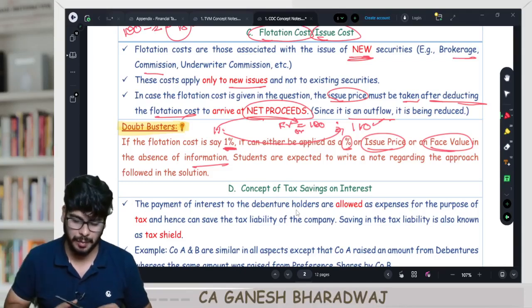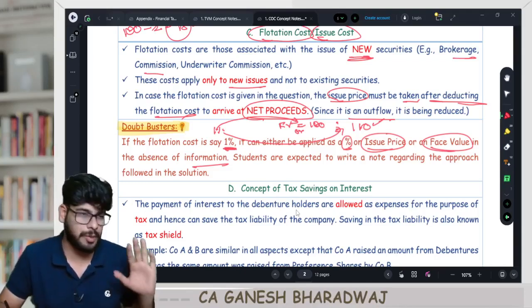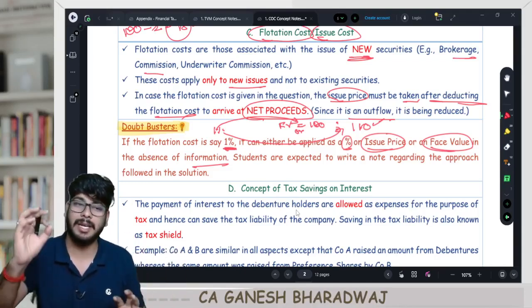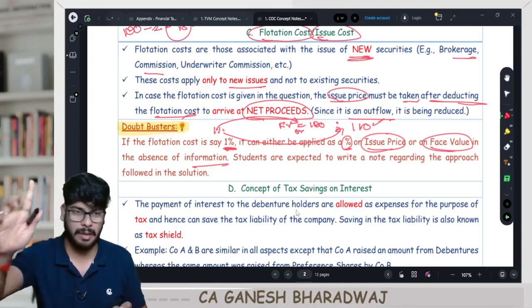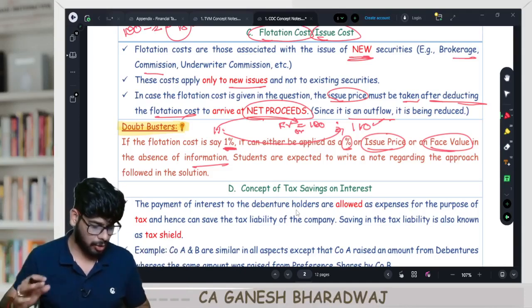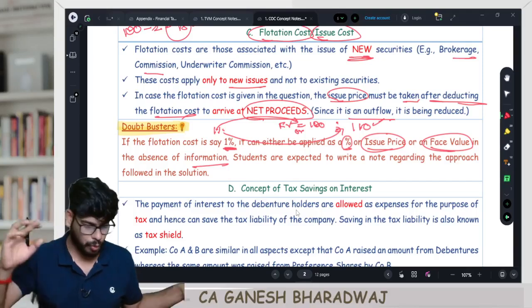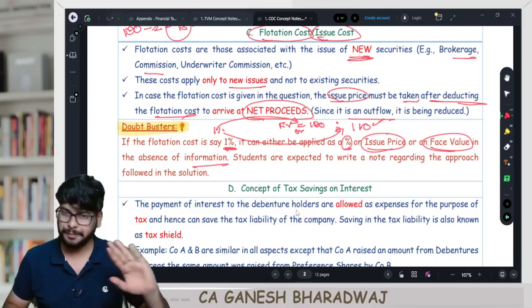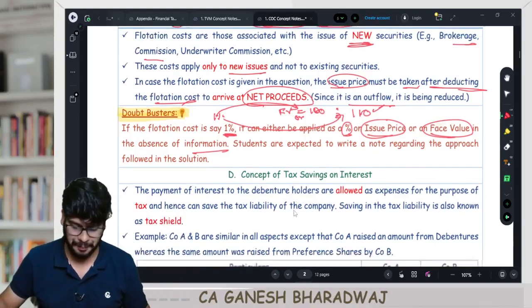Strictly and logically speaking, my stand is it should be on the issue price, but in the exam you can take any stand, just write a note and leave it there. Are you able to understand this? On that note, this particular concept is also over. Clear, guys? Done. Shall we move on to the next one?